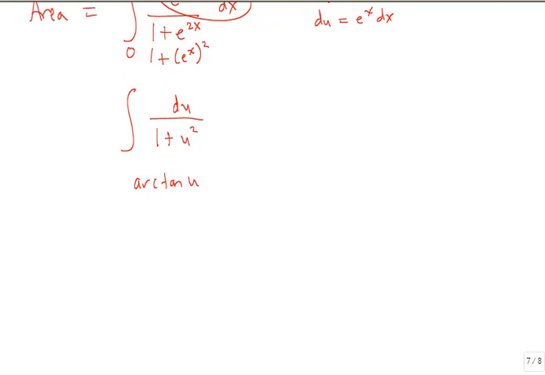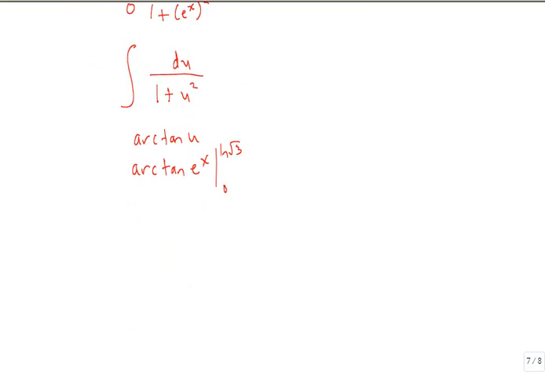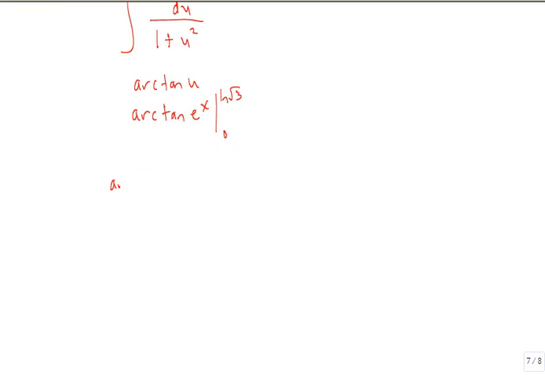Now we did have some bounds here, but they were x bounds. So I'm going to go ahead and resubstitute back in terms of x. U was e to the x. So let's put in our e to the x. And then I can use these two bounds. So we're going to substitute in arctan of e to the ln of root 3 minus arctan of e to the 0.